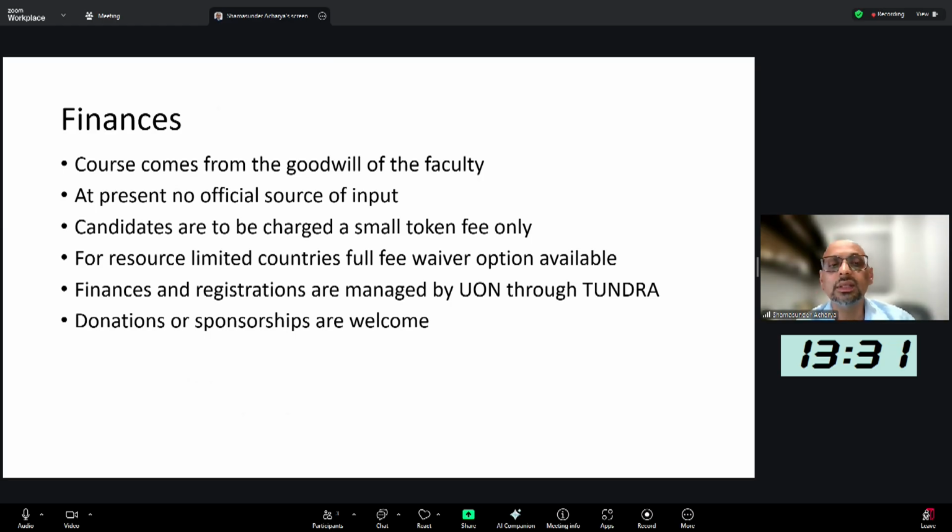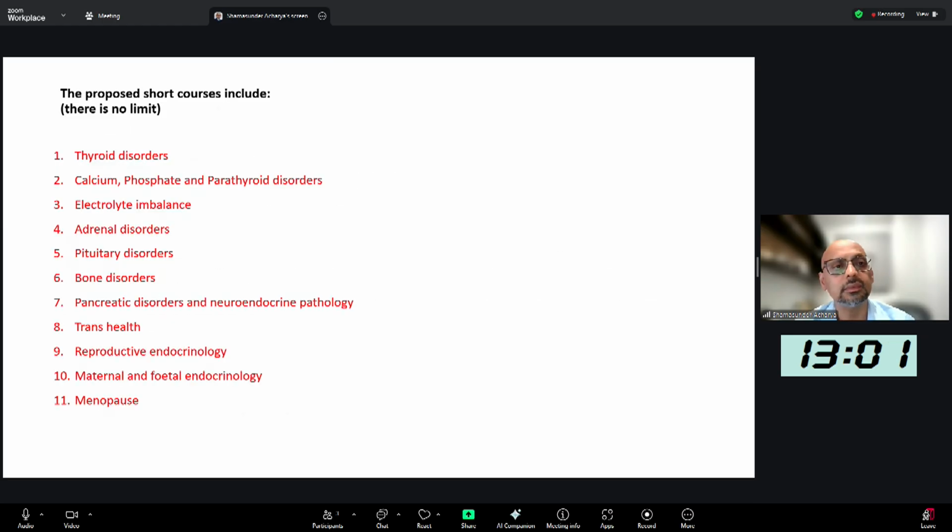And all the finances and registration will be managed through the University of Newcastle website called Tundra. And of course, we are happy to take any professional donations or sponsorships to build this course. Again, faculty is not going to receive any financials, but the financials will be for administrative purposes, the Canvas catalog subscription fee, and also any scholarships we may be able to give to some countries.